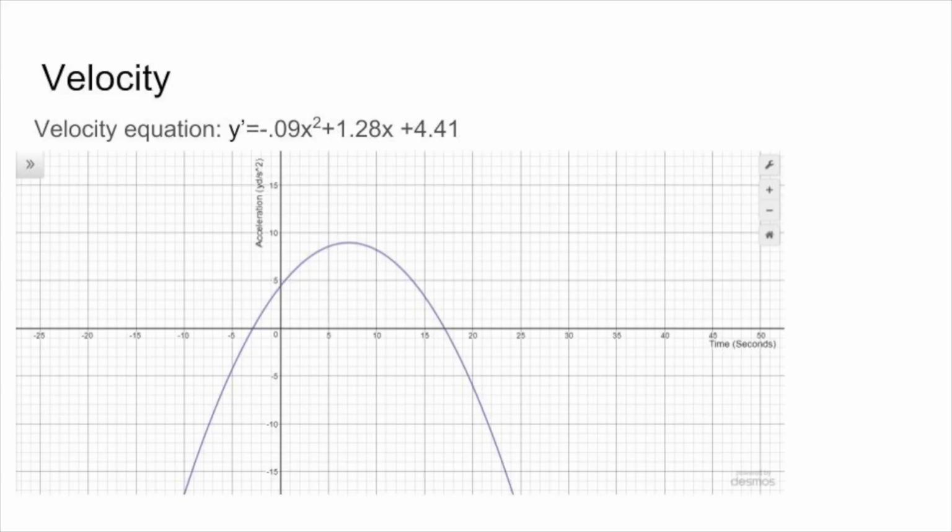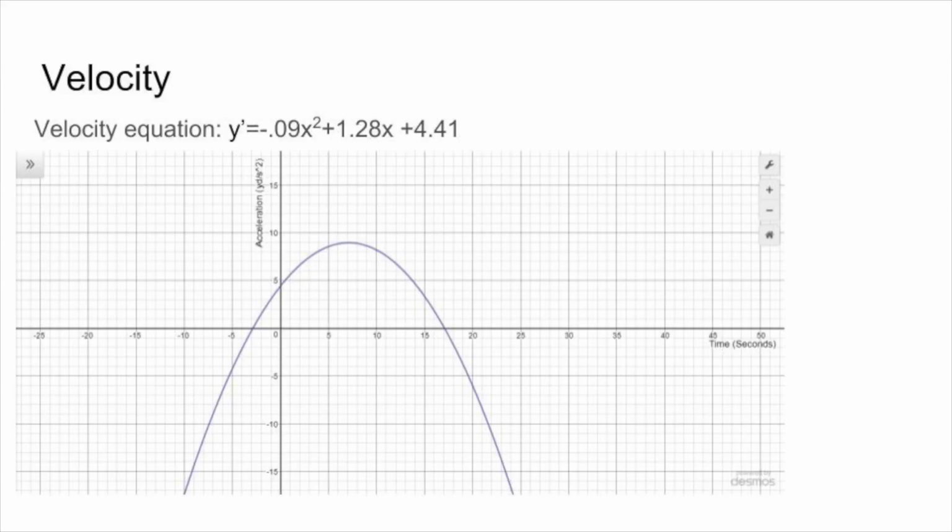Here we see the velocity graph. The equation is a quadratic regression reflected over the x-axis. y prime equals negative 0.09x squared plus 1.28x plus 4.41. We got this equation by taking the derivative of the position versus time graph.